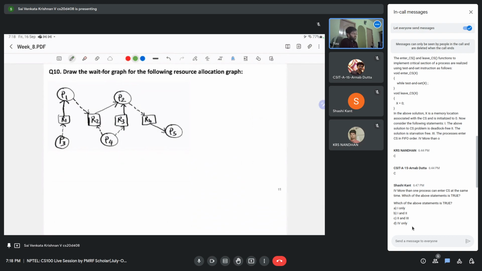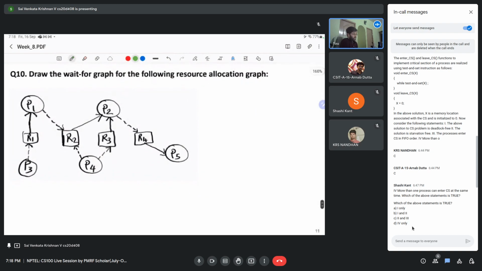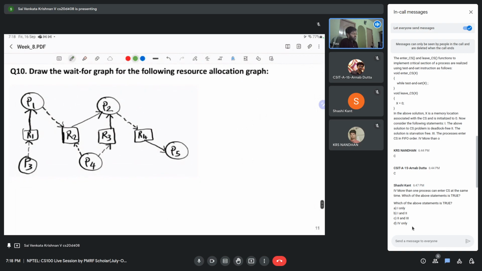Hope this is visible. The question is as follows. We have to draw the wait for graph for the following resource allocation graph. So it's a simple question. Let's just draw them. The dotted arrows mean P1 is waiting for resource R2, and this arrow means the resource is allocated. So let's draw the wait for graph then.